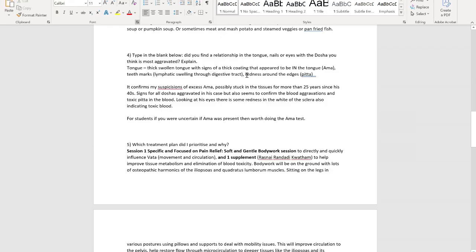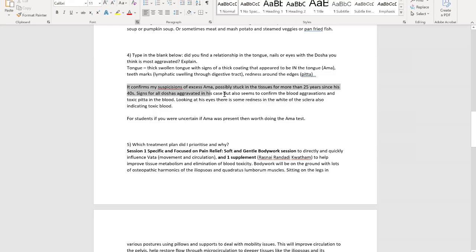There's a redness around the edges of the tongue, showing some pitta that's trying to be thrown out towards the skin and the edge of the body, and the need to move excess pitta off. This backs up and confirms the redness that we see on the skin. So then we're like, okay, you see it from the metabolism of the tongue right out towards the skin. There's that pitta moving through the tissues, very likely. It confirms my suspicions of excess ama, possibly stuck in the tissues for more than 25 years, since his 40s.